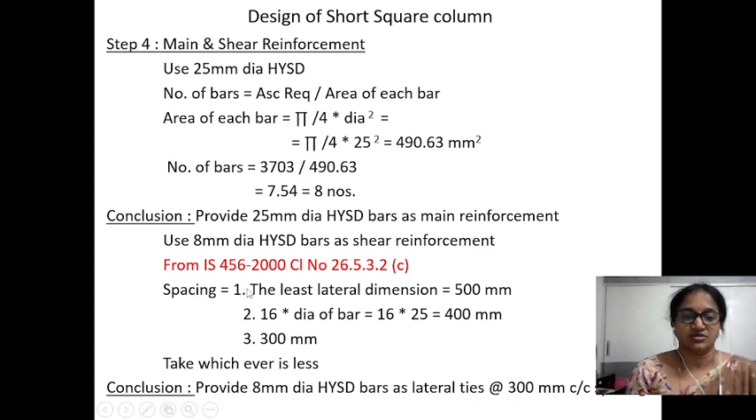So, the spacing is given in 3 conditions. One is the least lateral dimension of column, which is nothing but 500 mm, and the second condition is 16 into dia of the bar. So, 16 into 25, I have got as 400 mm, and the last condition is 300 mm. In these 3 we have to take whichever is less. So, the third one is less. So, I have written the conclusion as provide 8 mm dia HYSD bars as lateral ties at the rate of 300 mm center to center spacing.